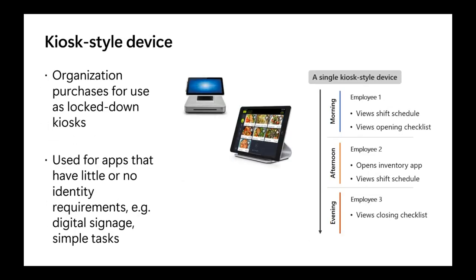And finally, we have kiosk type devices, which are purchased by the organization for use as more locked down, static, stationary devices. These are usually used for apps that don't have many identity requirements, that tend to be for showing very specific curated information. Some examples would be digital signage or a price tracker in a grocery store, for example, or shared calendar apps that are primarily showing information that don't really require user identity or logins.